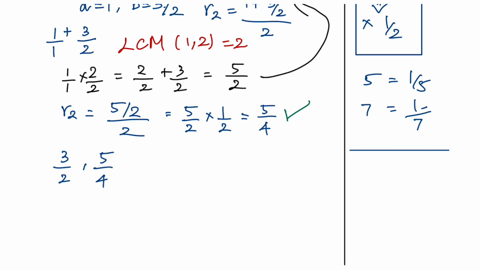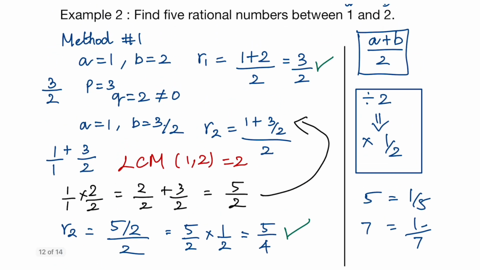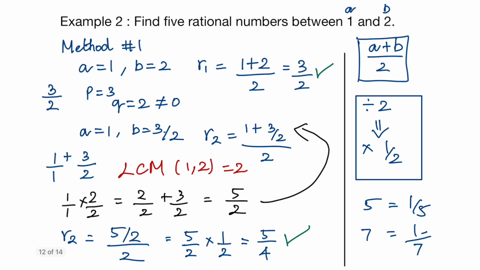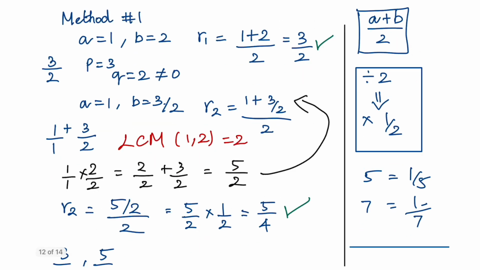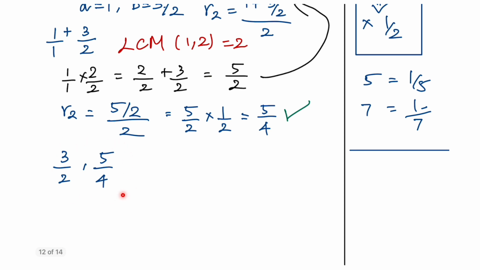Now between 3 by 2 and 5 by 4, you can find a middle number again, because these two are new numbers, right? These two numbers we haven't used to find a range. So you can use the same formula, a plus b divided by 2, applying with these numbers 3 by 2 and 5 by 4, and again find a new number that is rational and obviously is in between the range 1 and 2, because these two numbers are in between the range 1 and 2. So if you find a number between these things, it would obviously be inside the range 1 and 2.